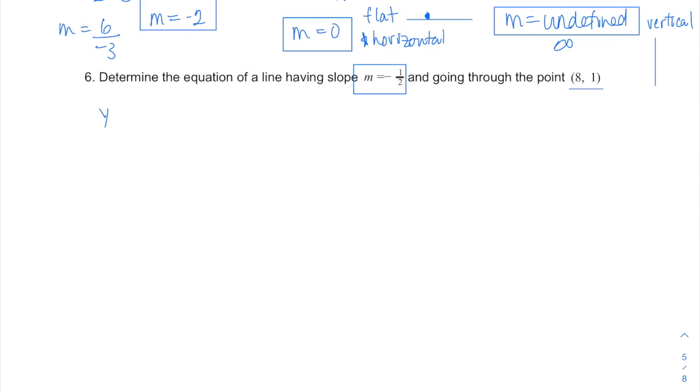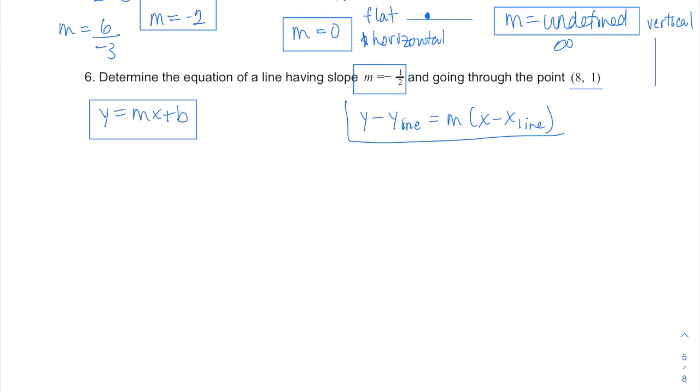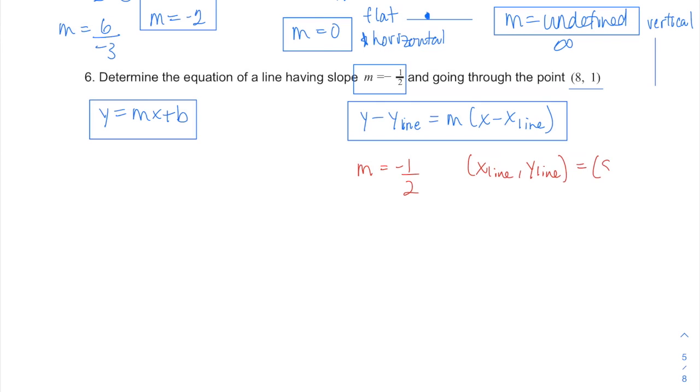Determining the equation of a line having a given slope that goes through a given point. Okay, there are two ways we can do this. Two equations we can use to help us with this. My personal preference is to use the second one. So I'm going to use this one first. So what we would do here is we would sub in -1/2 for the slope, and for x-line, y-line, we have to sub in the point that we're given.